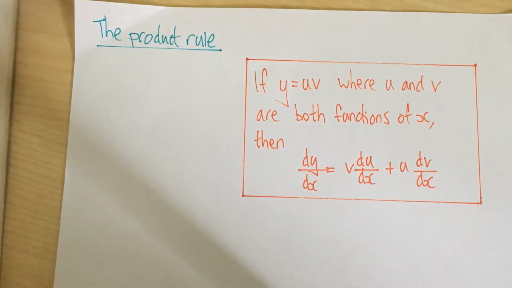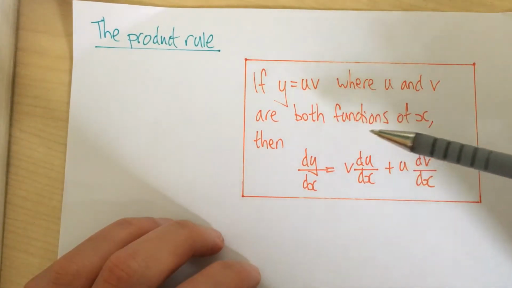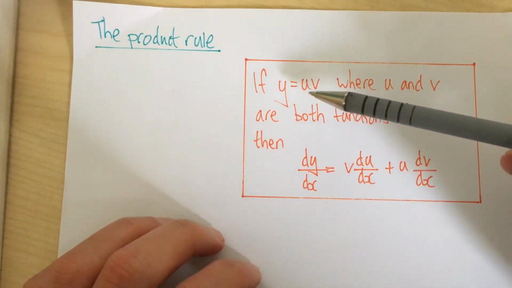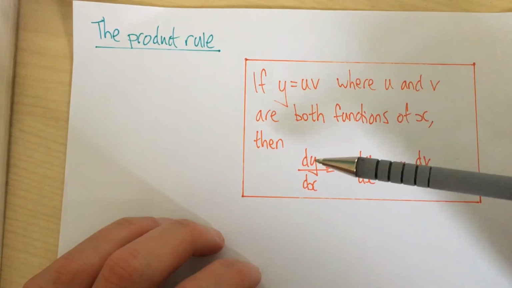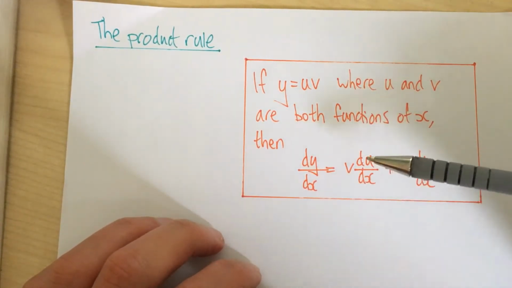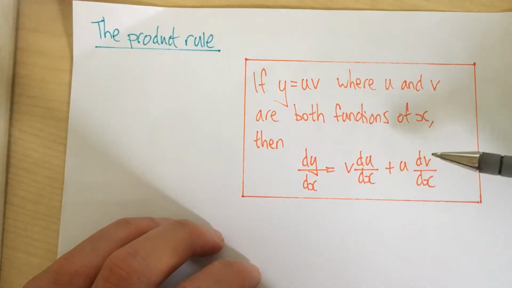The product rule. Here it is. If y equals uv, where u and v are both functions of x, that is, y is the product of two other functions here, then we can say the derivative of y, dy by dx, equals v du by dx plus u dv by dx. You've got to learn this rule.